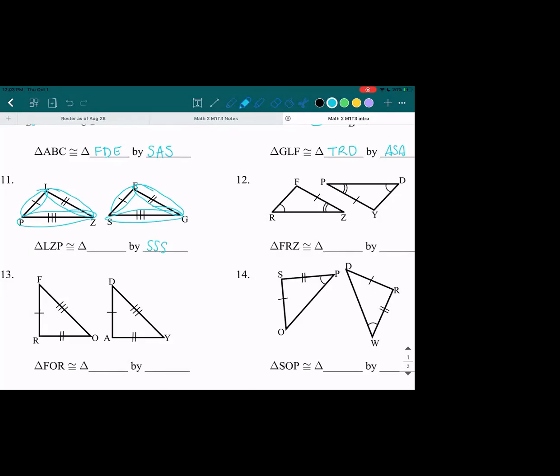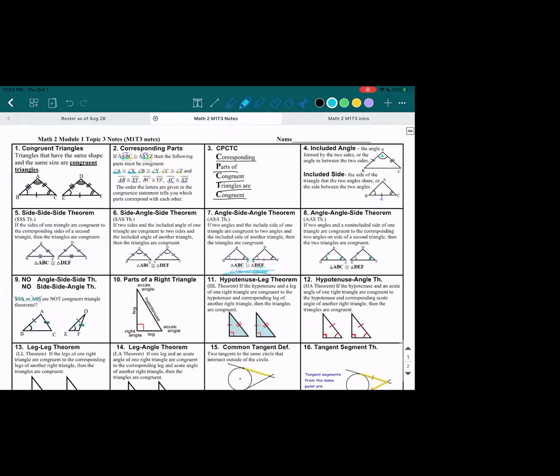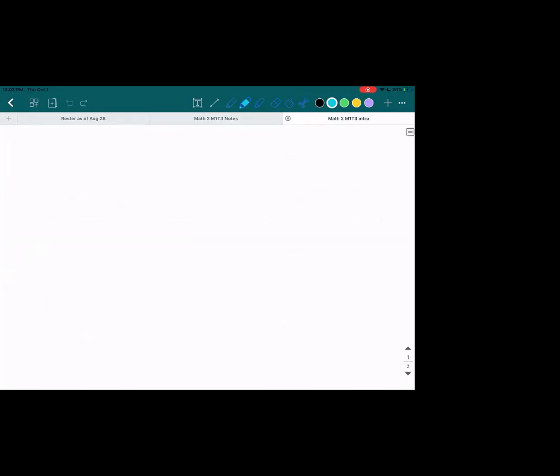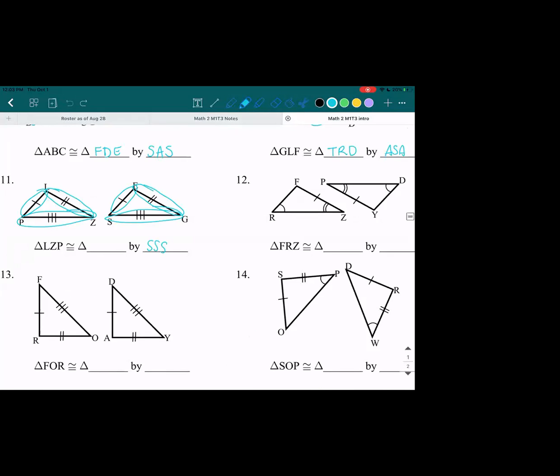Let's see, according to our notes, is this acceptable? I know it is, but where is it? Okay, S, S, S is right over there, side, side, side. So we have two congruent triangles by SSS, and we must label them with their corresponding parts.